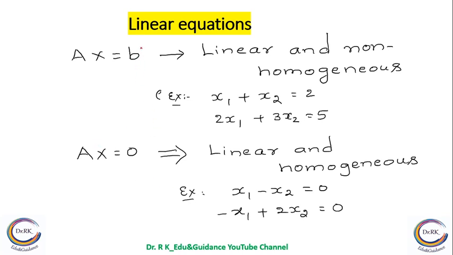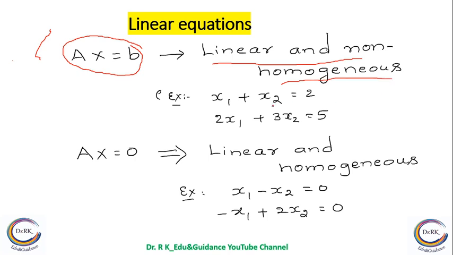Now, Ax equal to B is what we have seen when we take the system of equations. Ax equal to B is called linear and non-homogeneous. So if you see here x1 plus x2 equal to 2, 2x1 plus 3x2 equal to 5, actually this 2 and this 5 are making this system of equations non-homogeneous.